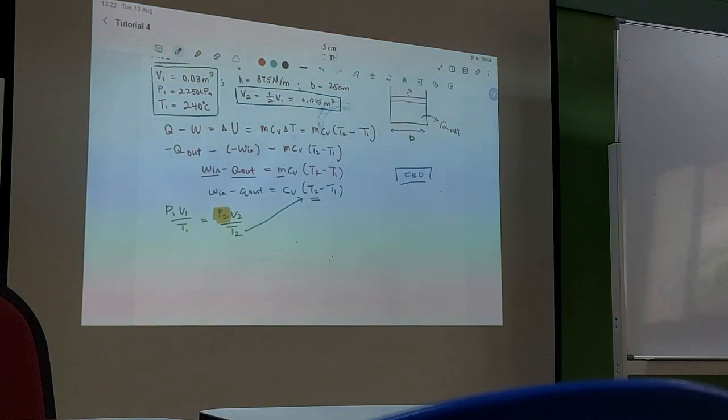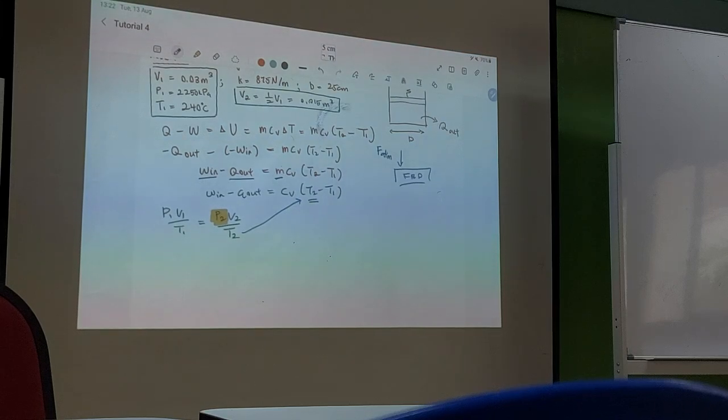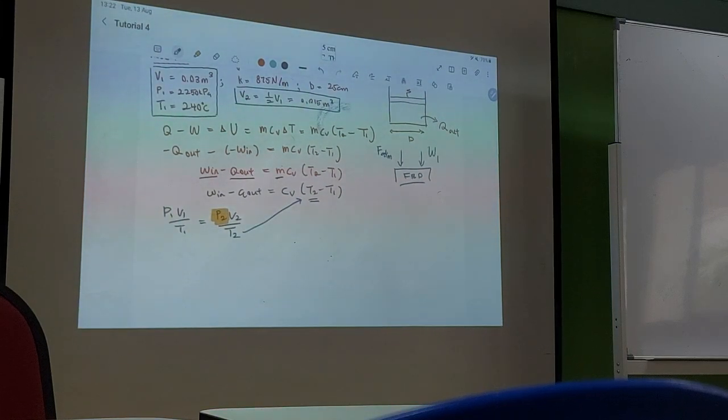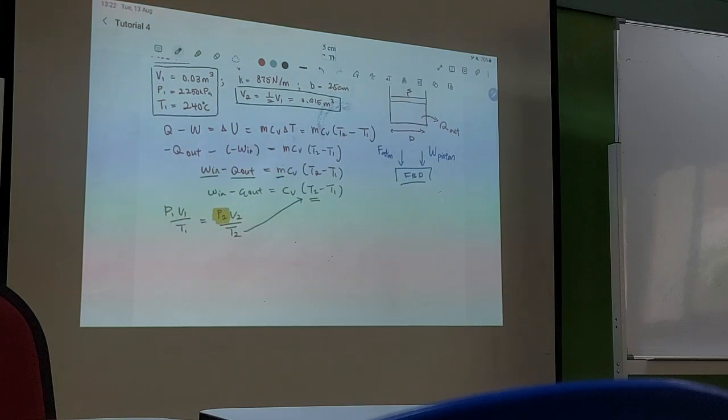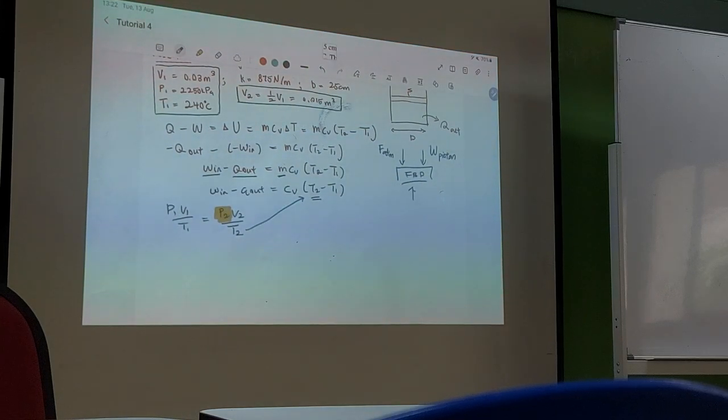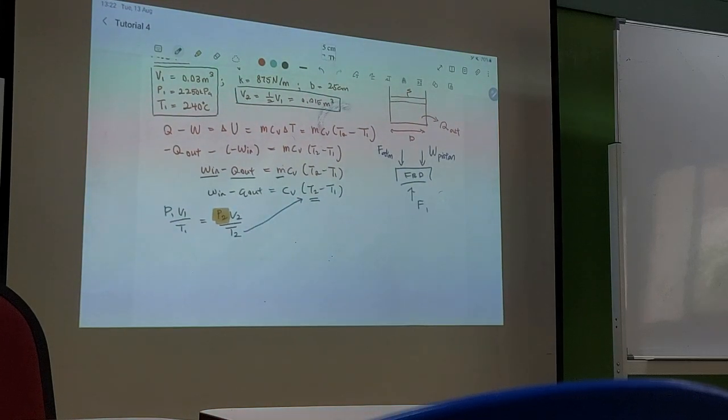So in the initial case, the spring is not doing anything. Here you will have a force from the atmosphere. You will also have the force, or rather we call it the weight of the piston. These are the only things that you have. And then the one resisting it is F1.